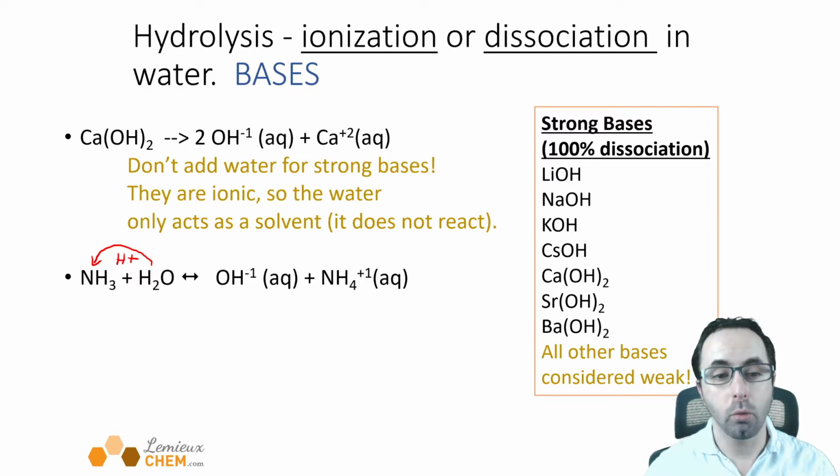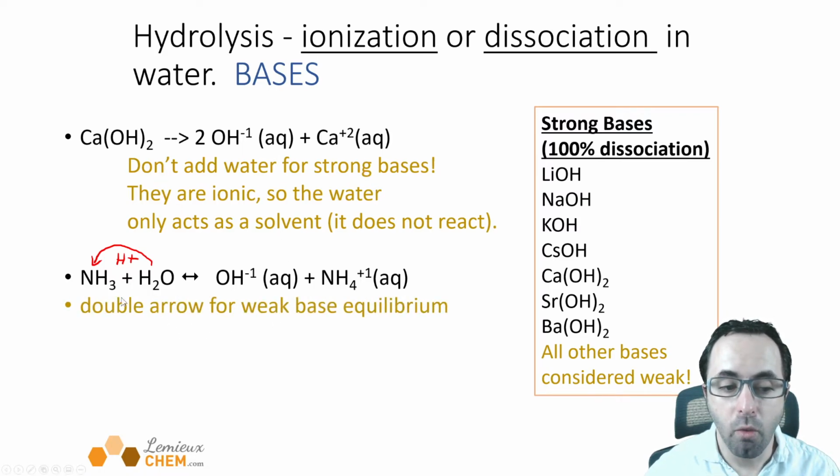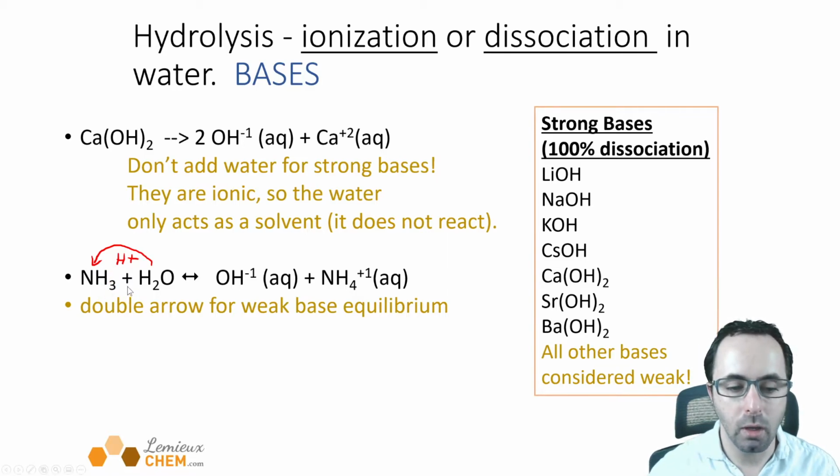Okay, now remember, for acids, when we wrote the hydrolysis equation, we could either include water or not include water for both weak or strong acids. But for strong bases, we have to not include water. For weak bases, we must include the water because the water is where the H+ is going to come from. So we need to show the water to show that the H+ is being donated from the water and being accepted by the weak base, ammonia here.